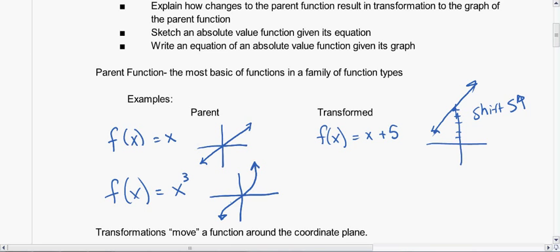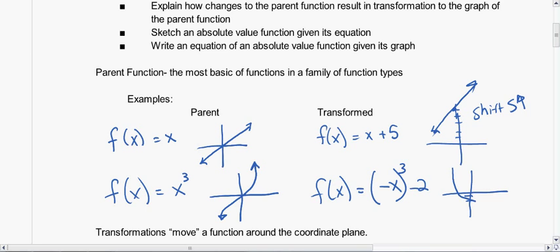If I want to move that cubic function someplace else in the coordinate plane, like say I wanted to flip it over the y-axis and slide it down, I would need to do something like this to its equation. I'd have to take whatever x's I was choosing and write the opposite, then cube them and subtract 2 from whatever it was that I got. And then my graph would look like this. It would have been flipped over the y-axis and shifted down 2 units.